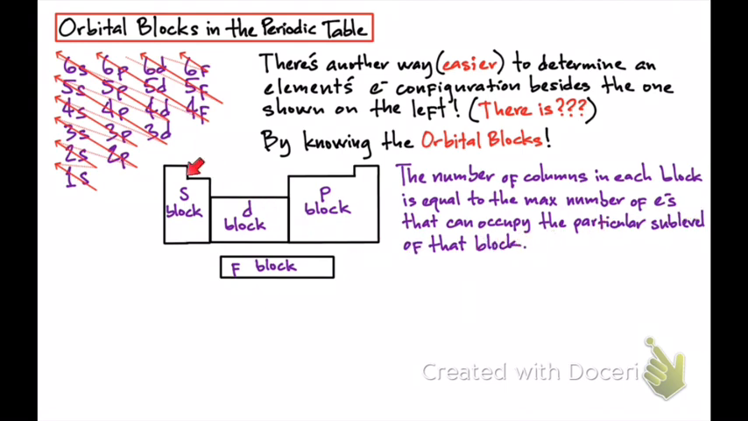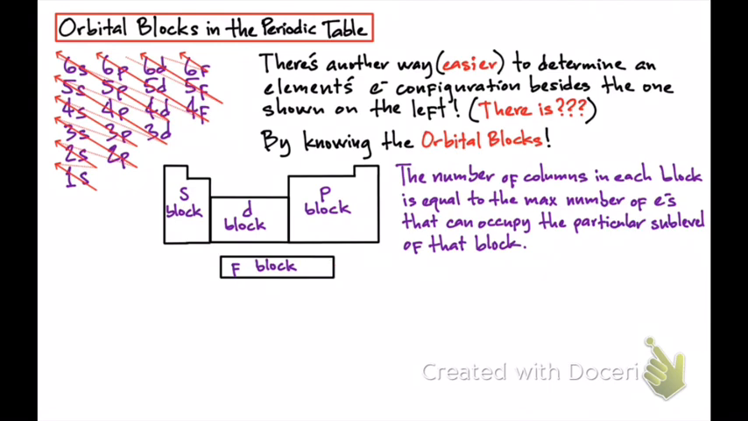So for example, this s block right here contains 2 columns, right? You have group 1 and group 2. The p block contains a total of 6 columns, and you can count it. You have group 3A all the way to group 8A, the noble gases. So that's a total of 6 columns. And then when you count the number of columns for the d block, you have a total of 10. And then the f block, you have a total of 14. You can double check it yourself.